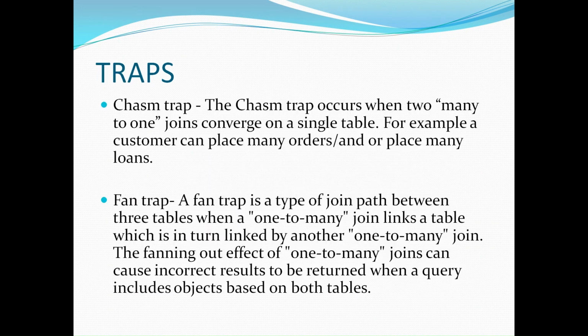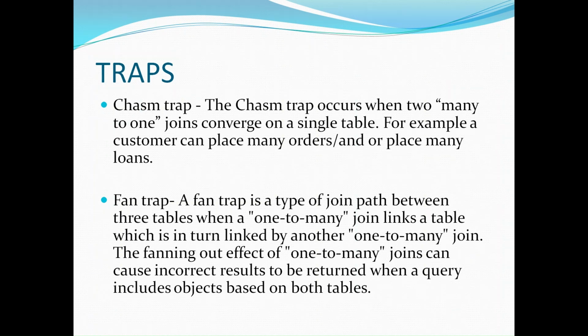Next are traps. One problem is looping, and next is traps. There are two types of traps: one is chasm trap and the second is fan trap. A chasm trap occurs when there are many-to-one joins converging on a single table. It's not about many to one only, so don't get confused. For example, a customer can place many orders or can take many loans. That type of situation is a trap.